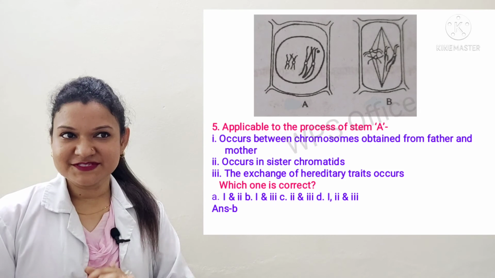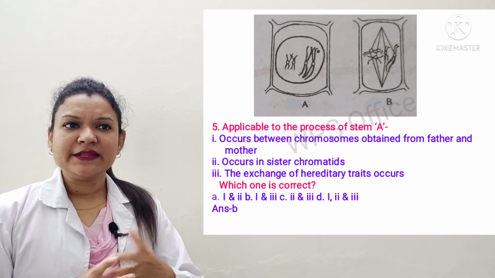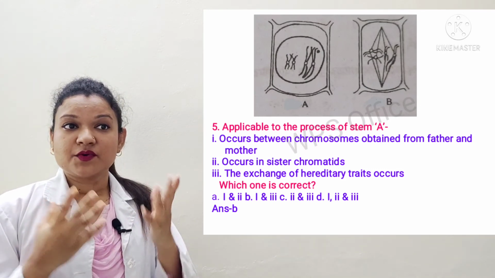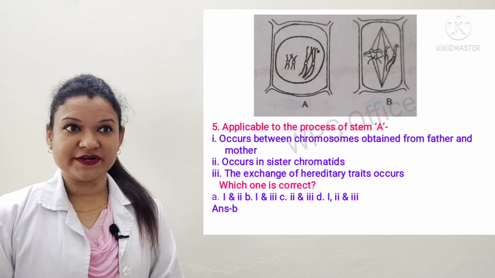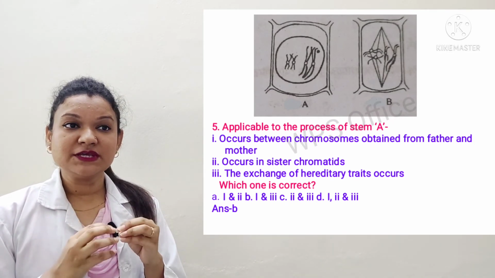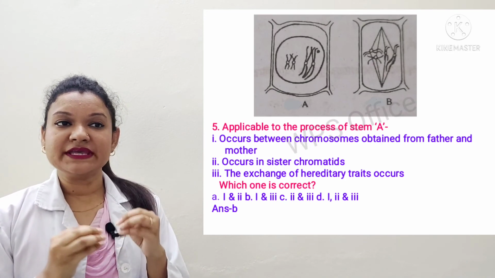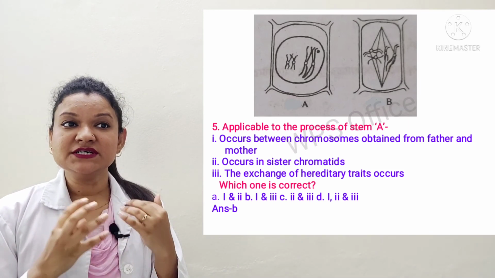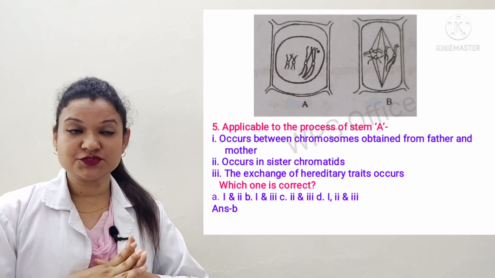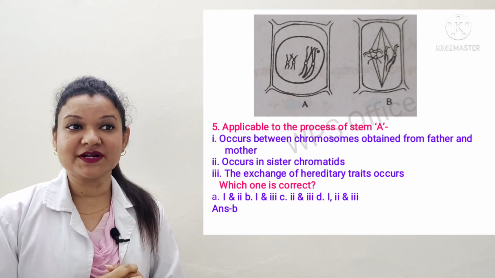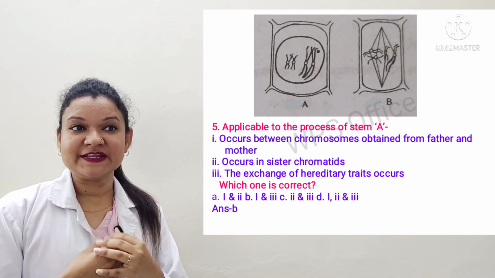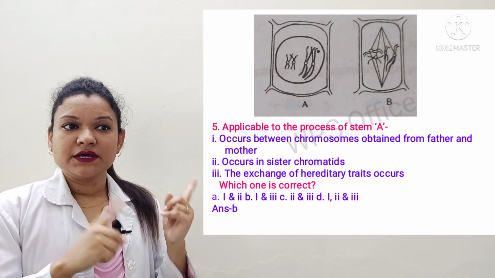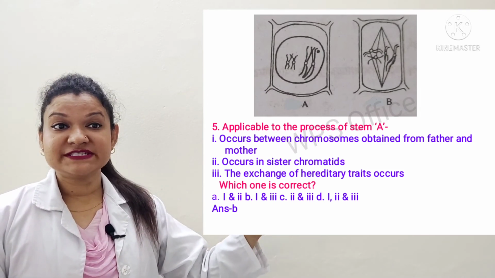I think you can remember something about pachytene. In the pachytene stage, what actually happens? In the pachytene stage, crossing over is seen. What is crossing over actually? In a pair of homologous chromosomes, some parts are exchanged between two non-sister chromatids of the homologous chromosomes, and this is called crossing over. This crossing over is seen in the pachytene stage. So our question is applicable to the process of stem A.